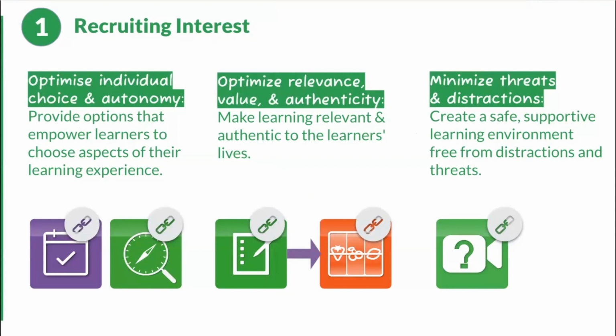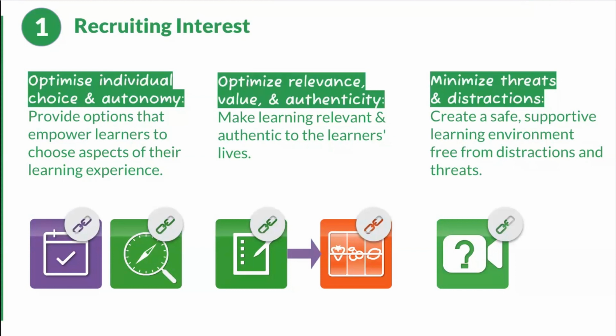You want to provide and optimize relevance, value, and authenticity. You need to make the learning relevant and authentic to your learners' lives. So take a look at real world problems, not just imaginary or fictional work, but really digging into what can be connected in their daily lives. You also want to create a safe, supportive learning environment that is free from distractions and threats. So thinking about the tenets of social emotional learning, those would all be appropriate here.